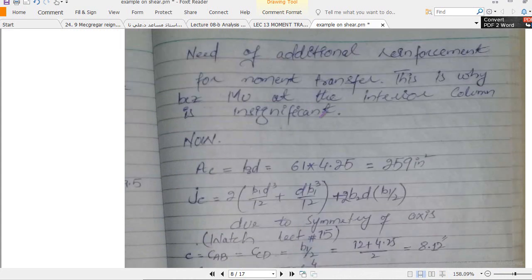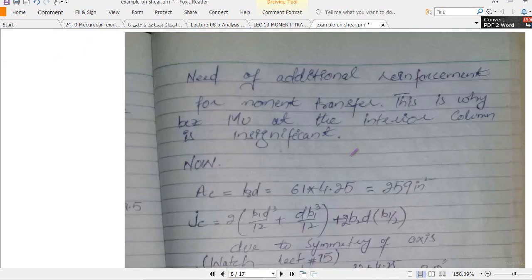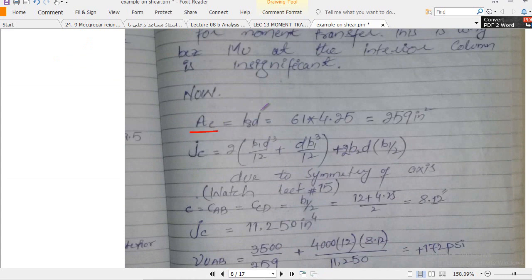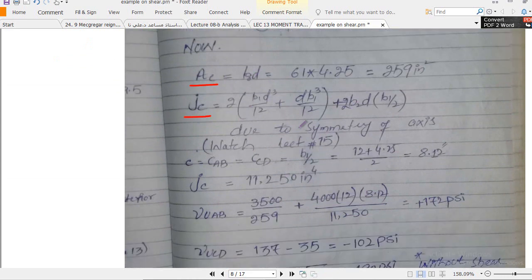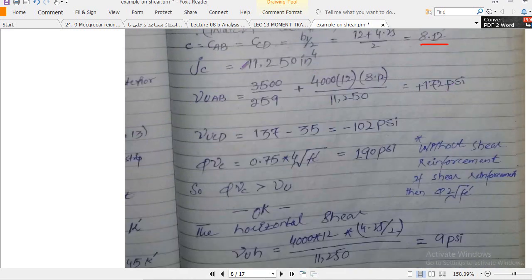And what we further need now is to deal with Muv, right? That is the shear flexure interaction. So we need to find out Ac, as we already did, and we need to find out Jc, right? I already explained this procedure, how to find Ac and Jc, in lecture number 15. I explained this formula in lecture number 15. Due to symmetry of the axis, watch lecture number 15, because it is the interior column, so we have a symmetry case. Now we need cAB and cCD. In the case of an interior column, these distances are equal and equal to b1 divided by 2, right? And this is 8.12. Jc is this one.